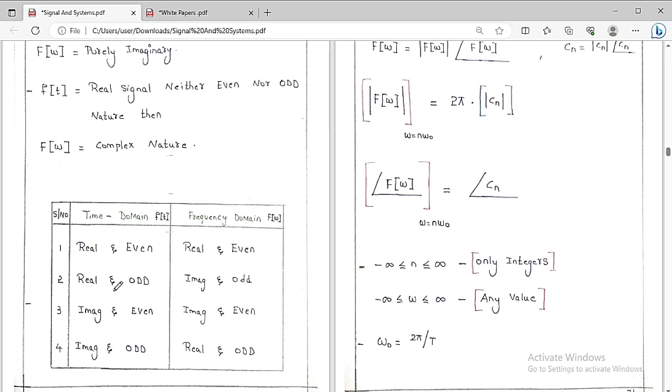Now if you know these two things, then the remaining things are very simple. So listen carefully. Here I replace real by imaginary, and the remaining thing is the same.